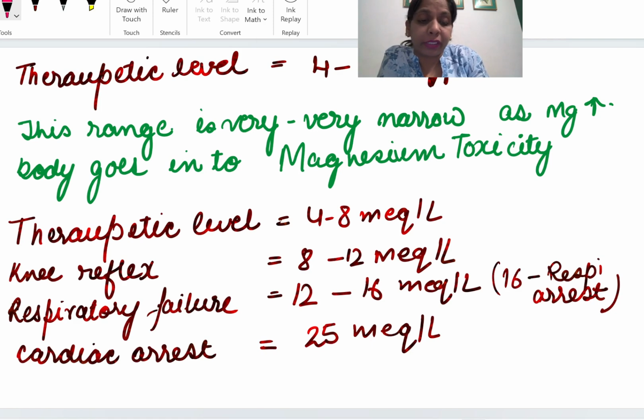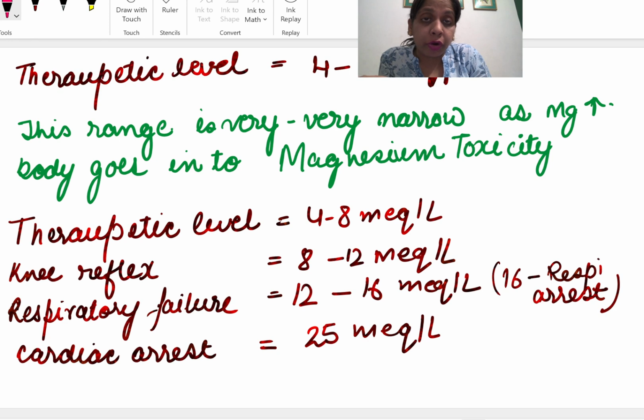You should also know the therapeutic level of magnesium, that it is 4 to 8. It is again a table of 4. It is such a narrow level, that is why magnesium toxicity occurs. A level is never this narrow; it is happening only with magnesium. The patient goes into magnesium toxicity very quickly, so you should remember this level.